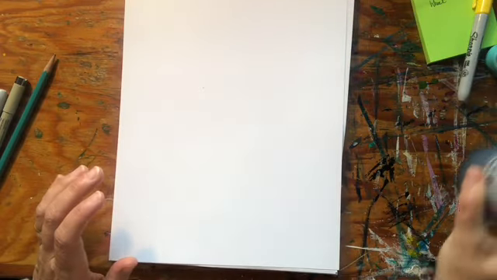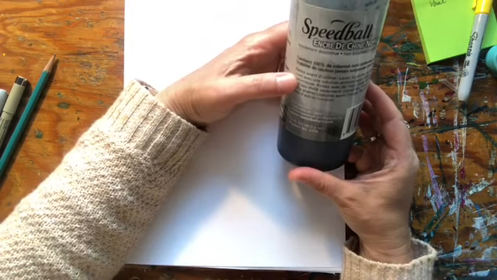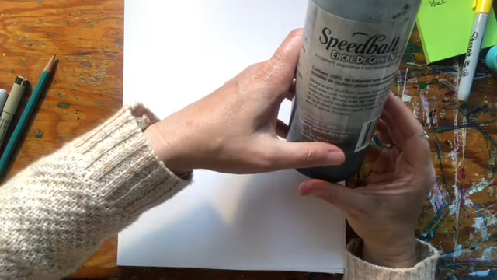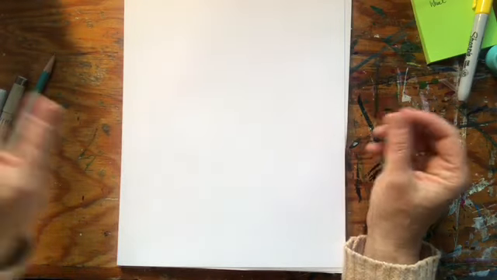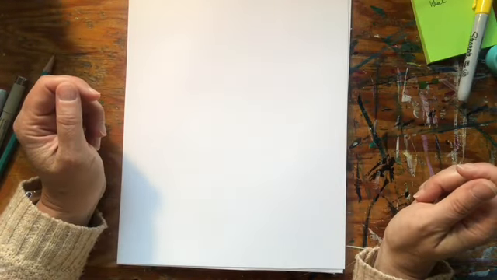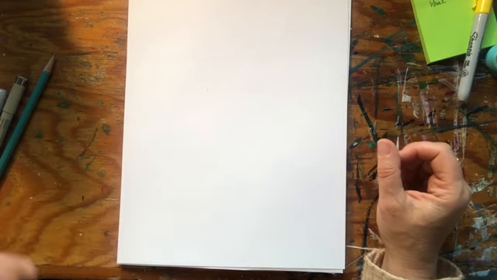There's a couple ways we can use the ink. I'm using ink. This is permanent ink. It's something you should use with an adult supervision if you have it. If you don't have it, you could use watercolor, black watercolors, and do the same process.